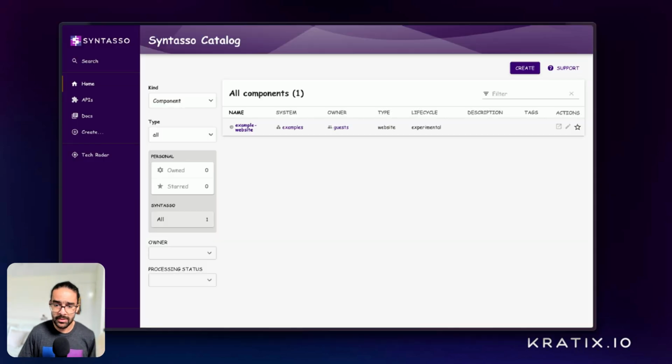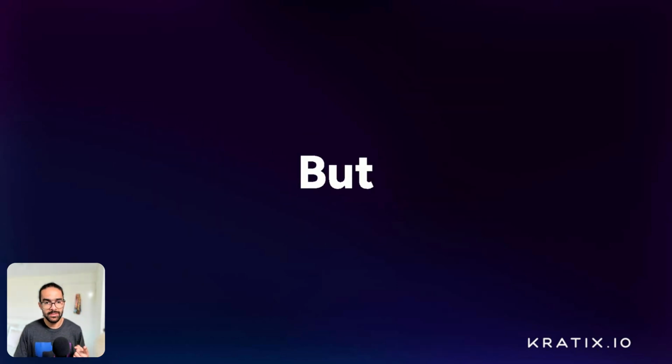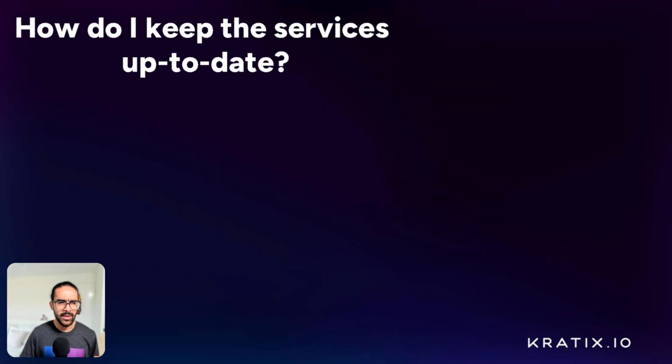But after a couple of weeks, you have something put together. The user can go create, deploy the bucket, and do the things. So your architecture at this stage may look like this. You have your Backstage directly talking to your public or private IaaS, running some Terraform, talking to your internal systems, all via the software template. That's all great. But you start thinking, how do I keep these services up to date? People created a bunch of resources.